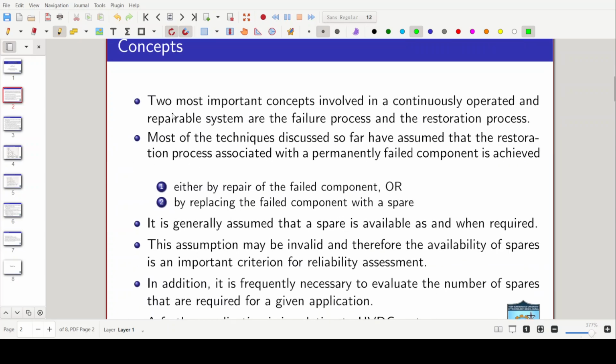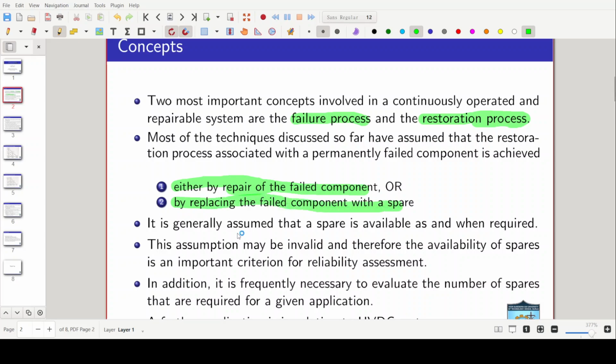Concept. Two most important concepts involved in a continuously operated and repairable system are the failure process and the restoration process. That we have been seeing as the failure rate and the repair rate. Most of the techniques discussed so far have assumed that the restoration process associated with a permanently failed component is achieved. So how do we achieve that? Either by repair of the failed component or by replacing the failed component with a spare.